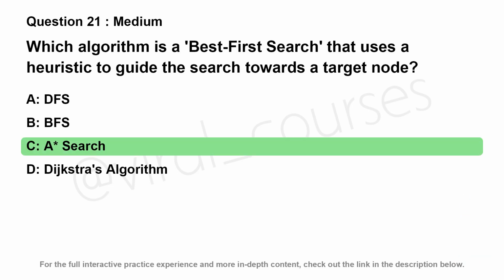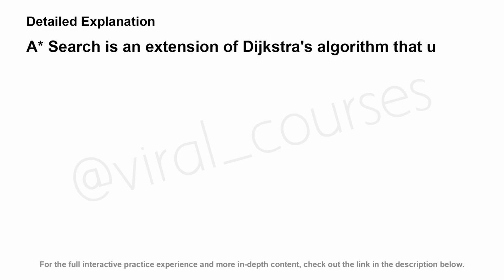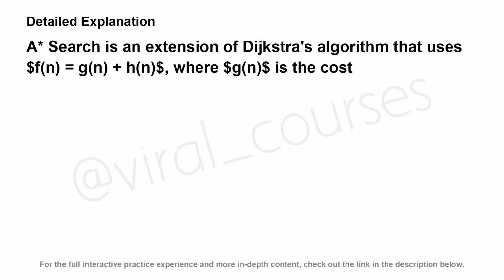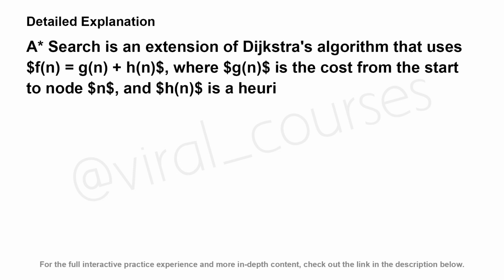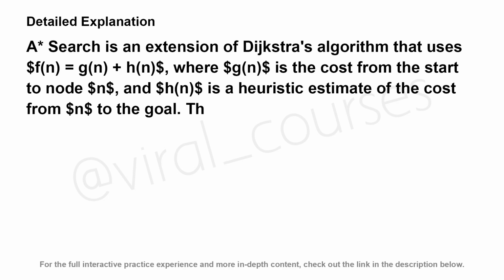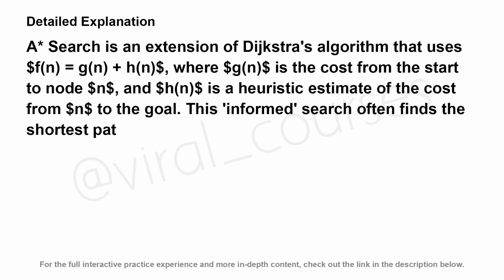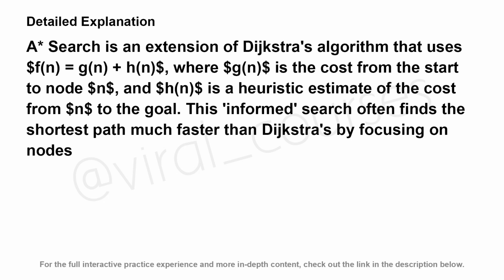The correct answer is C. A* search is an extension of Dijkstra's algorithm that uses $f(n) = g(n) + h(n)$, where $g(n)$ is the cost from the start to node $n$, and $h(n)$ is a heuristic estimate of the cost from $n$ to the goal. This informed search often finds the shortest path much faster than Dijkstra's by focusing on nodes that look promising.